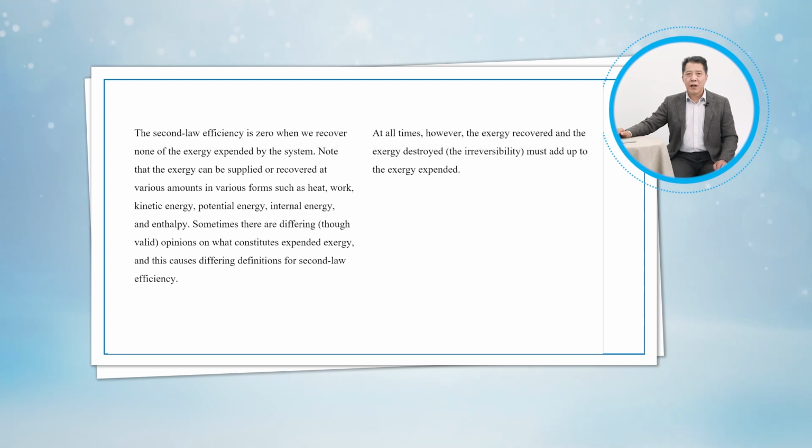Sometimes there are different opinions on what constitutes expended exergy, and this causes different definitions for second law efficiency. At all times, however, the exergy recovered and the exergy destroyed must add up to the exergy expended. Also, we need to define the system precisely in order to identify correctly any interactions between the system and its surroundings.